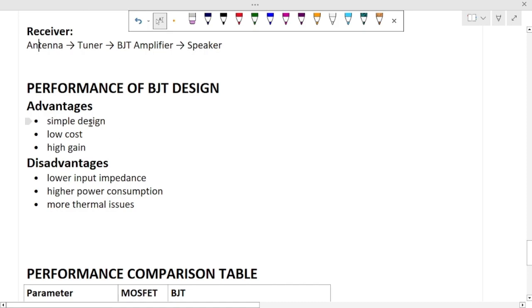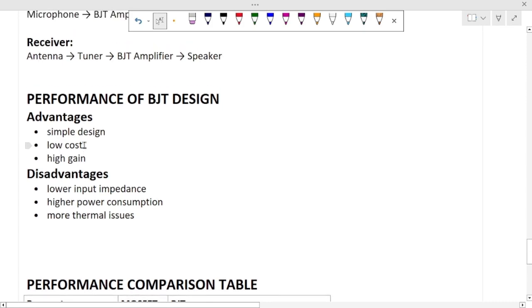So it is simple and low cost, then high gain. It is cheaper than a MOSFET, so of course low cost. But for the disadvantage, lower input impedance. It doesn't have high input impedance like the MOSFET. The input impedance for this one is low, so you have high currents coming in and things like that. Then high power consumption. Of course, when it has low input impedance, it will consume more current, and of course high power consumption. And then more thermal issues. That is heat, things with heat.